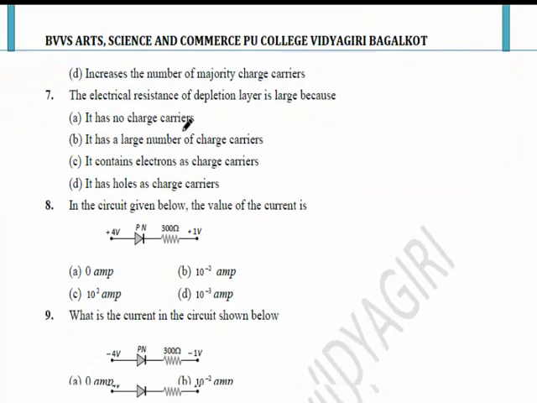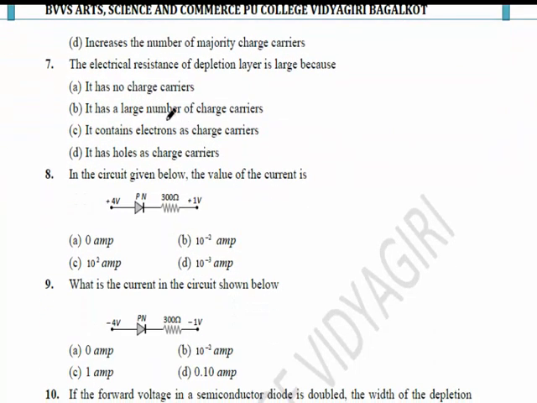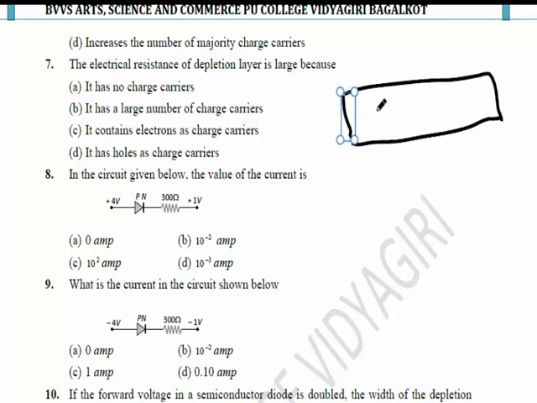Okay, next question, seventh one. The electrical resistance of the depletion layer is large because it has no charge carriers, it has a large number of charge carriers, it contains electrons as charge carriers, or it has holes as charge carriers. Here I will draw the picture of the PN junction. This is P, this is N, this is the depletion layer.